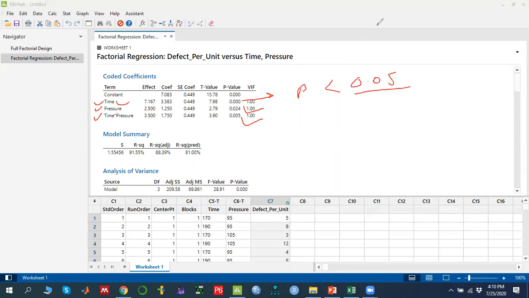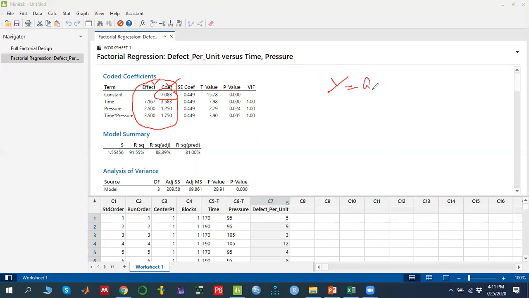So all three could be considered as model terms. These two things are important in order to predict. Like if I change the time from 170 to 200 or 190 to 200, what would be the defect per unit? I will show you how we can do that later. But right now, the relationship between effect and coefficient is that this is the constant term, which is used to write down the multiple regression equation.